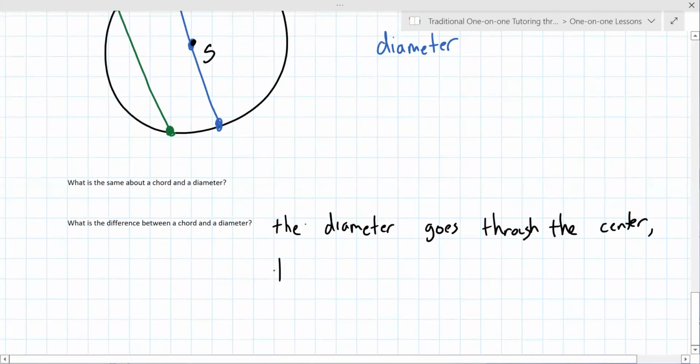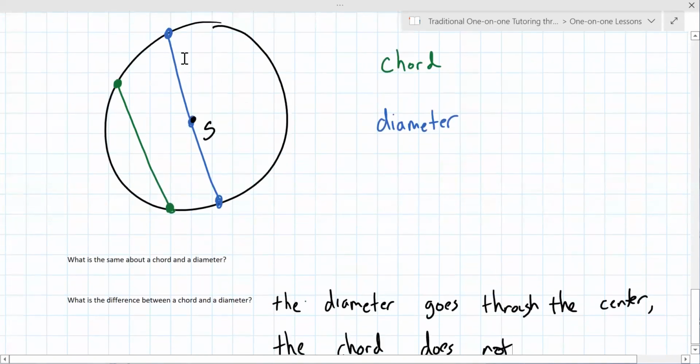The chord does not. You just said that. See how the diameter goes through the center of the circle, but the chord does not? What is the same about them is they both start and stop on the circle.